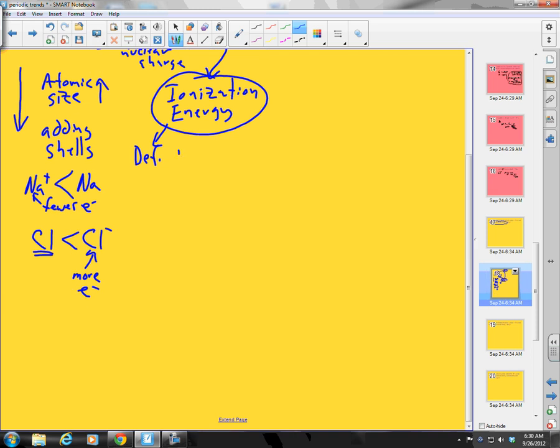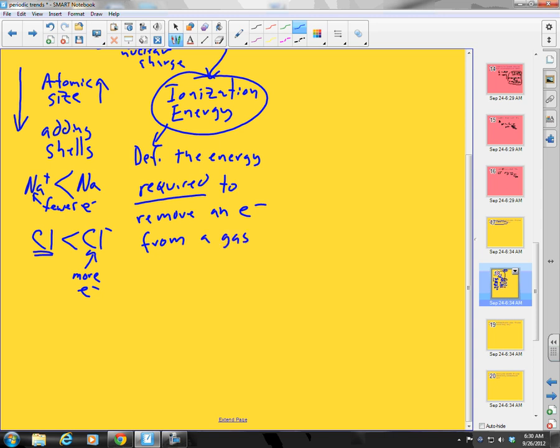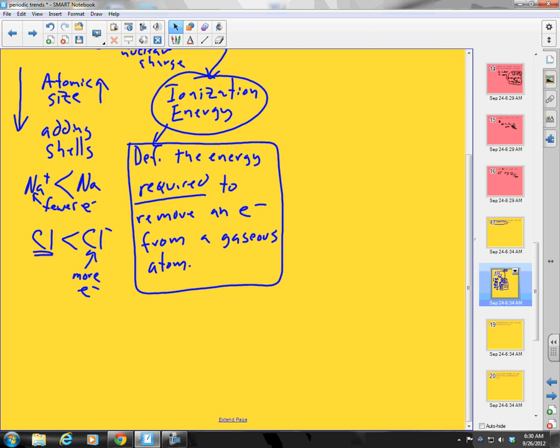Ionization energy is the energy required to remove an electron from a gaseous atom. If we're talking about the first ionization energy, that would mean from a gaseous neutral atom, but we can have other ionization energies. We want to focus on the first ionization energy. Good. Now, this is my definition.